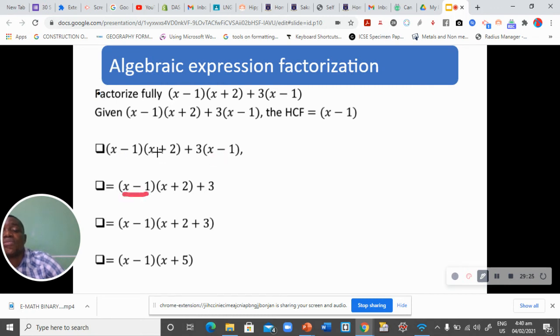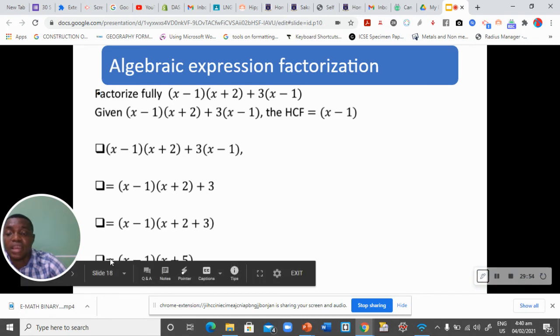What are the rest remaining? It will be x plus 2 plus 3. So it will be (x minus 1) times (x plus 2 plus 3). 2 and 3 are like terms, so 2 plus 3 gives 5. So we get (x minus 1)(x plus 5). That is the factorization. So if you get something like that, don't get scared. Just move on and do your work.